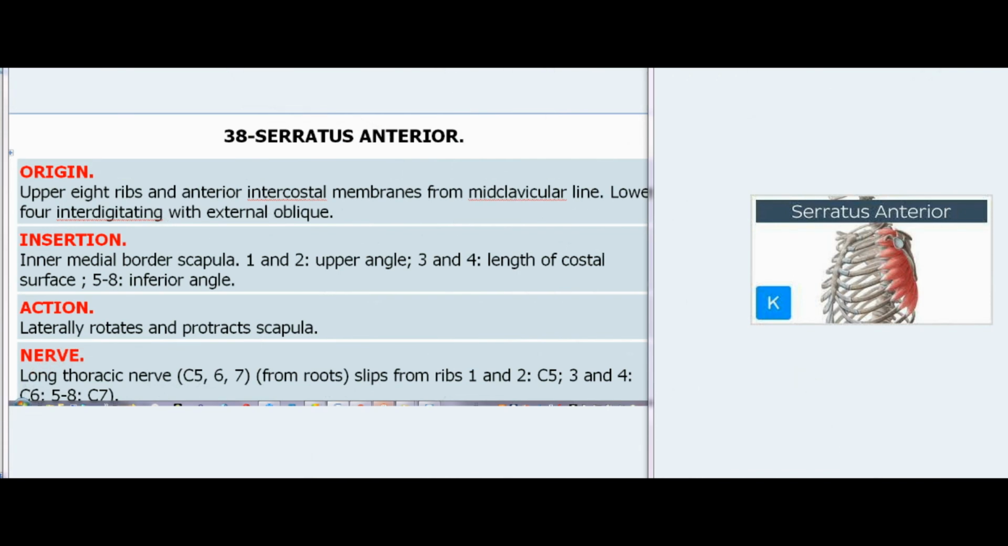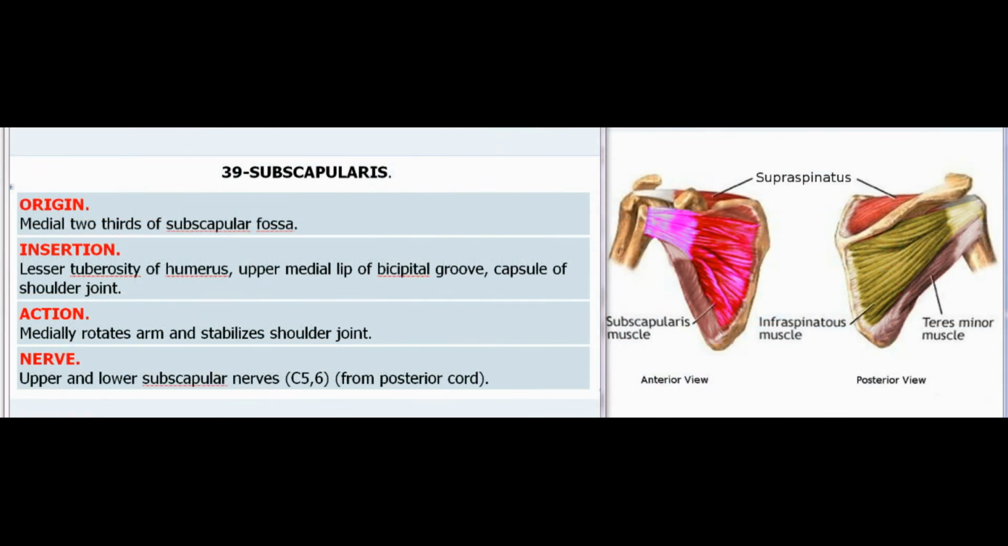38. Serratus anterior. Origin. Upper 8 ribs and anterior intercostal membranes from midclavicular line. Lower 4 interdigitating with external oblique. Insertion. Intermedial border of scapula. 1 and 2, upper angle; 3 and 4, length of costal surface; 5 to 8, inferior angle. Action. Laterally rotates and protracts scapula. Nerve. Long thoracic nerve, C5, 6, 7, from roots; slips from ribs 1 and 2, C5; 3 and 4, C6; 5 to 8, C7.